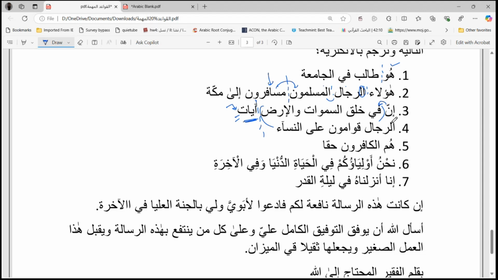Ar-rijalu. See, this is marifa, this is nakira, put it in between. The men are the maintainers over the females, the women. So ismr will come here. Hum al-kafiruna haqqan. Hum al-kafiruna haqqan. Here also you will put it here.